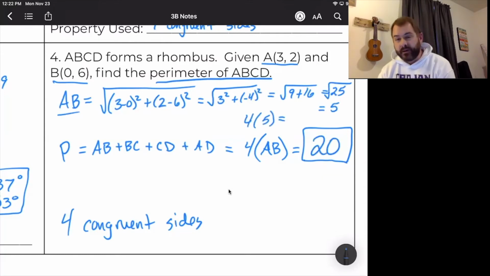The perimeter should be 20. Now, go back to look at my work for the length of AB. We should get a length of each side of 5 units long for that rhombus. And so when we do 4 times 5, or 5 plus 5 plus 5 plus 5, that gives us 20.